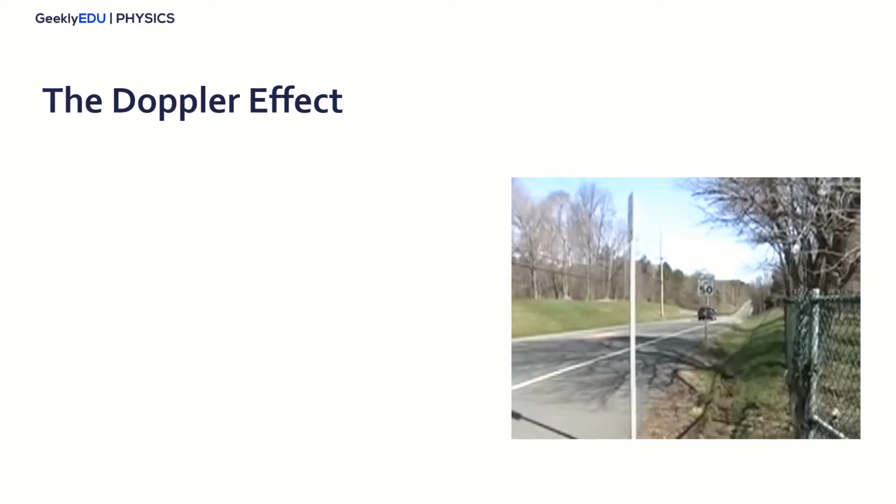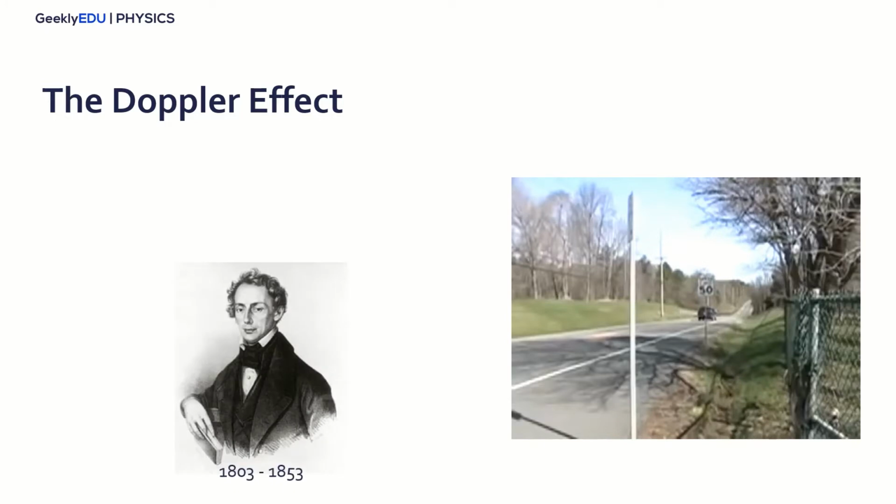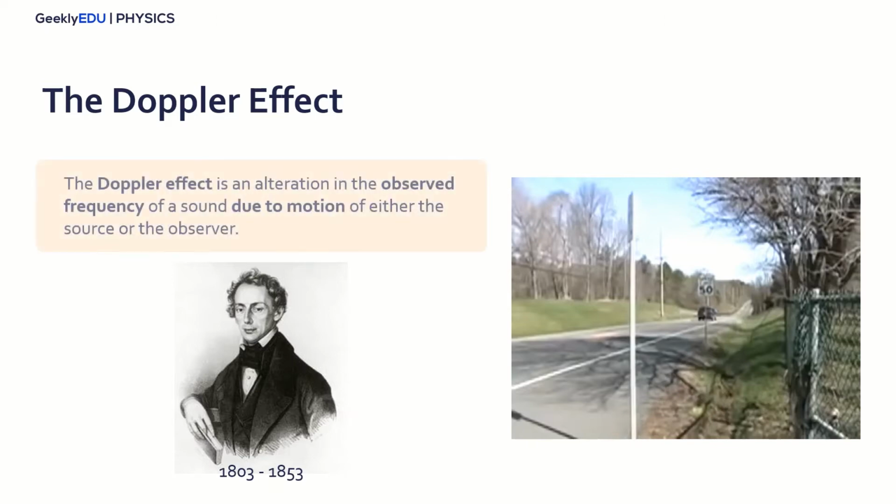The Doppler effect was studied by an Austrian mathematician and physicist, Christian Doppler, in the 19th century. And he said that the Doppler effect is an alteration in the observed frequency of a sound due to the motion of either the source or the observer. The Doppler effect is a consequence of the Doppler shift.